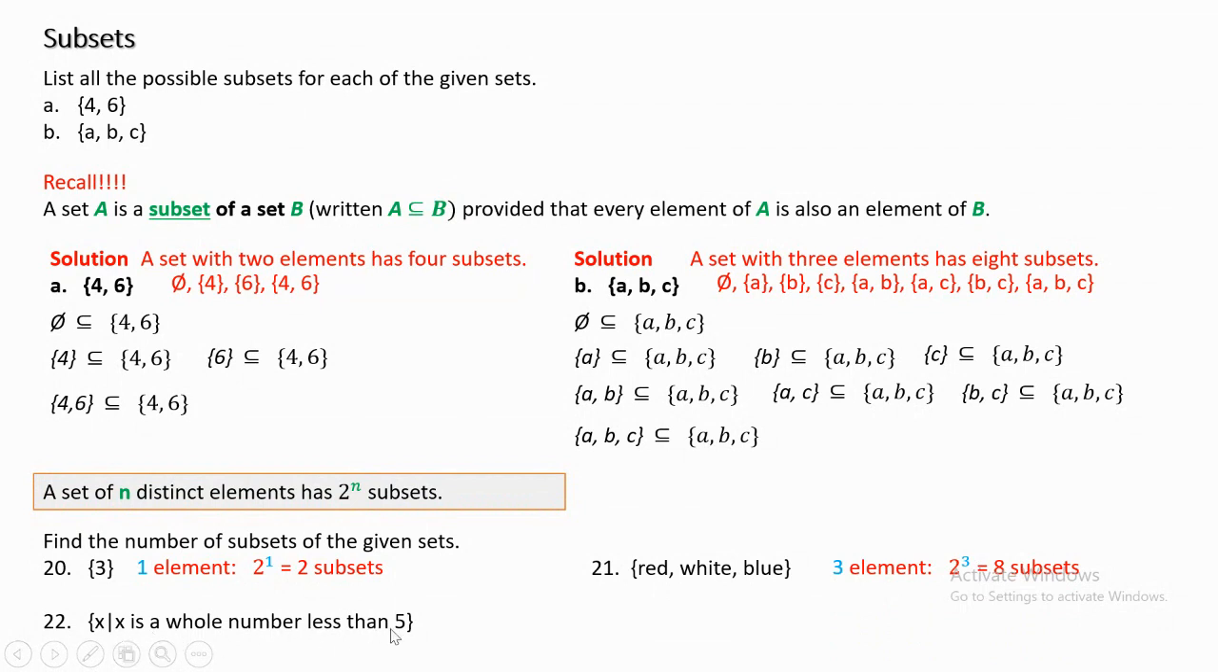X is a whole number less than 5. So here it's going to be 0, 1, 2, 3, and 4. It has 5 elements. So 5 elements will be 2 to the 5th power according to the rule here. 2 to the nth power subsets, so it's going to be 32, because 2 to the 5th power is 32. So also these are part of the homework from that section. I believe this is self-explanatory.